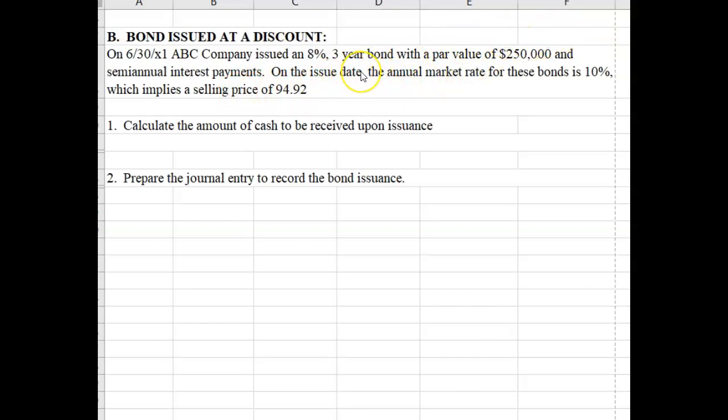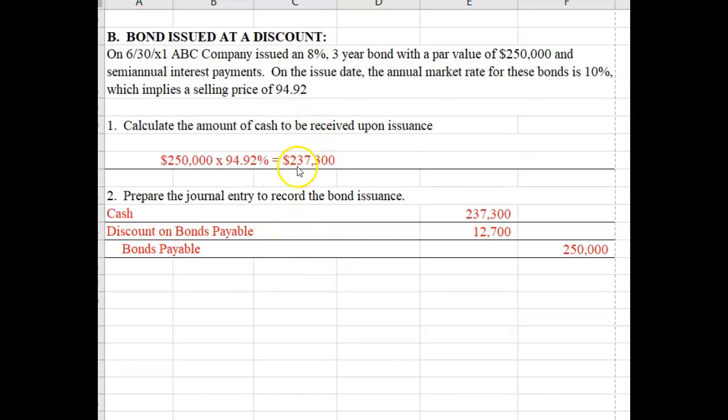If these bonds were being issued on the stock market, they would be listed at 94.92, and what that means is the par value times 94.92% is the issue or selling price of the bonds. So go ahead and calculate the amount of cash to be received upon issuance, and then prepare the journal entry to record the bond issuance. Start your video again to check your work.